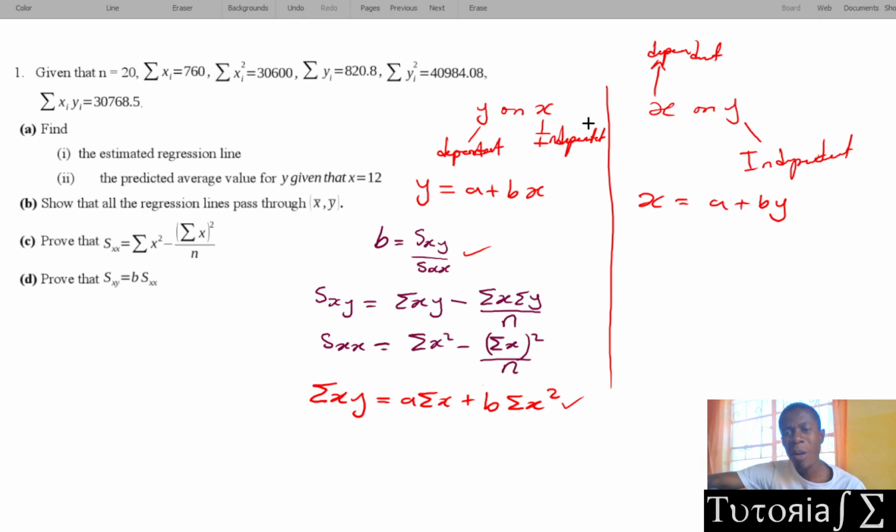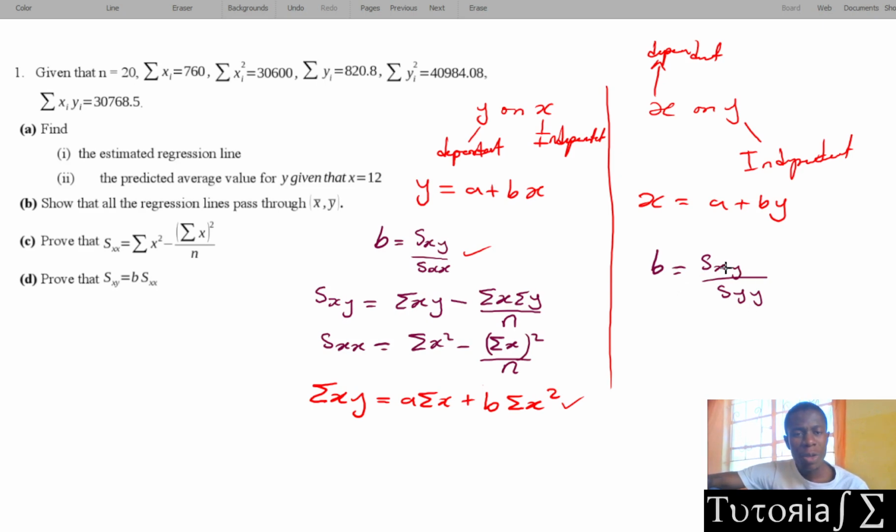That will be it for y on x. Now, if you are specifically told to find the regression line for x on y, you need to know how to find B and how to find A. B is equal to Sxy divided by Syy. You see the difference? Here we had Sxx, here we have Syy. You should write this information down in your books and memorize it. So this is x on y, and this is y on x. Hope you can remember that.